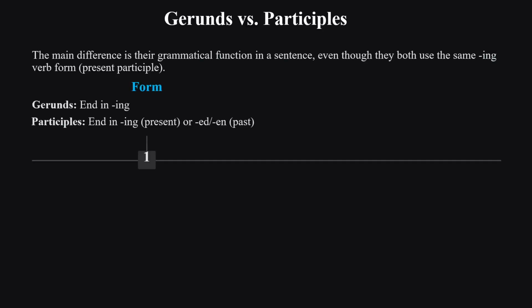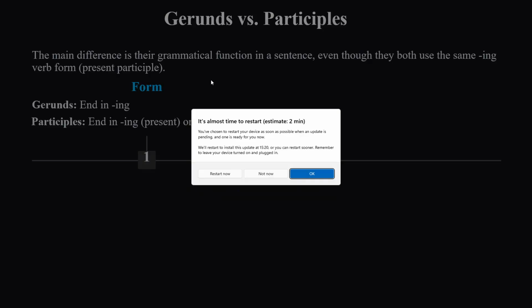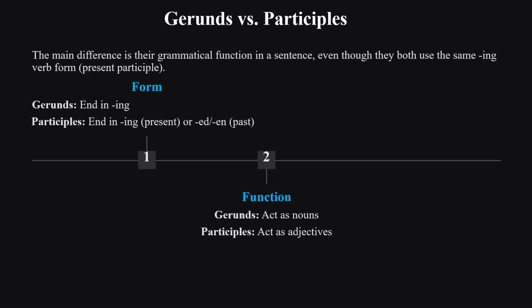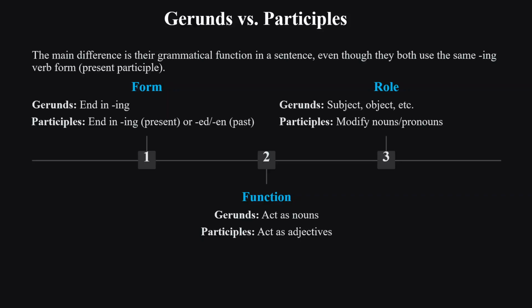So, how do we tell gerund and present participle apart? The key is function. A gerund always acts as a noun. It names an activity or a thing. A participle always acts as an adjective. It describes a person, place, or thing. As such, gerunds play the role of subject, object, subject complement, etc., whereas participles modify nouns or pronouns.